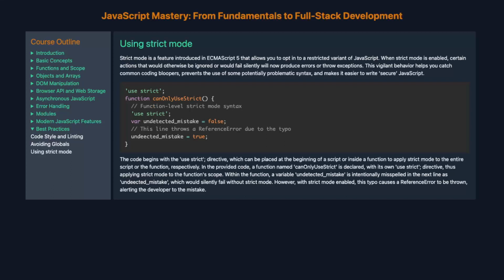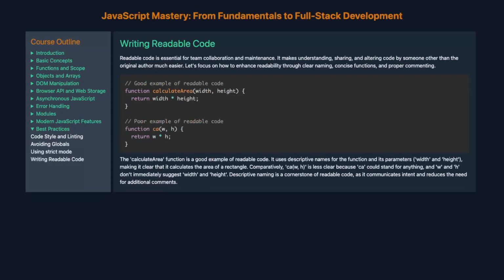The code begins with the 'use strict' directive, which can be placed at the beginning of a script or inside a function to apply strict mode to the entire script or the function, respectively. In the provided code, a function named canOnlyUseStrict is declared with its own 'use strict' directive, thus applying strict mode to the function's scope. Within the function, a variable undetectedMistake is intentionally misspelled in the next line, which would silently fail without strict mode. However, with strict mode enabled, this typo causes a reference error to be thrown, alerting the developer to the mistake.